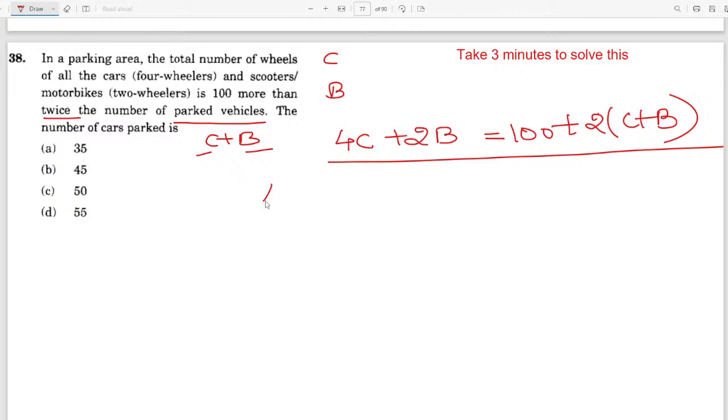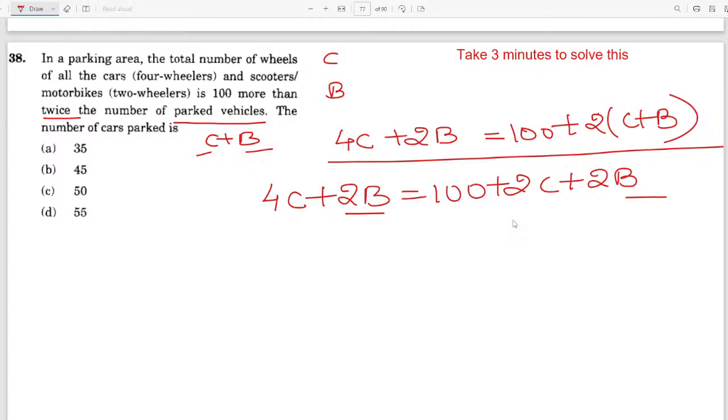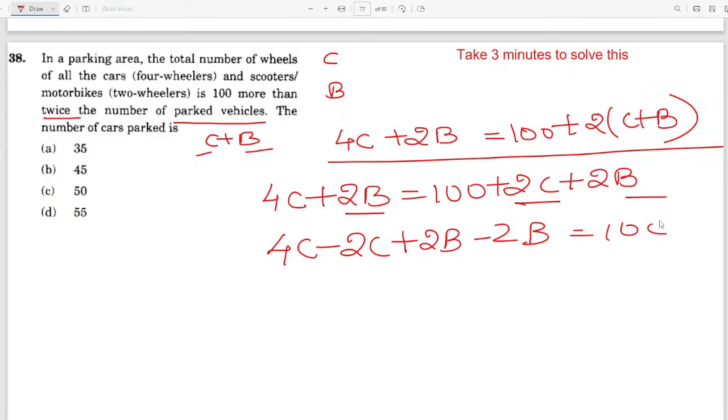So this is 4C plus 2B is equal to 100 plus 2C plus 2B. And this, if we bring 2B this side, it will be 4C. I'll bring C also this side. This is 4C minus 2C plus 2B minus 2B is equal to 100. And plus 2B minus 2B gets cancelled. 4C minus 2C is 2C is equal to 100.